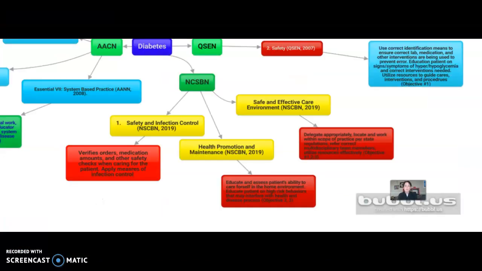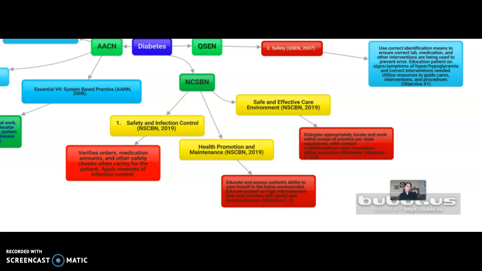So the final modality in which we're going to look at with diabetes in this curriculum design is the NCSBN. And with the planning of the NCLEX 2019, what kind of things are going to be in this exam that the student will really need to be able to identify, understand, and utilize that information. So the 3 things that I chose is number 1, safety and infection control.